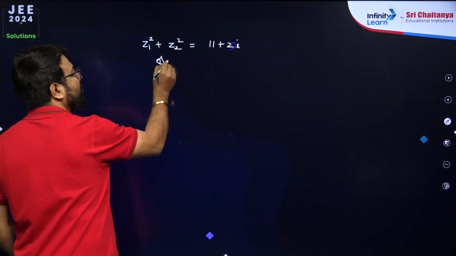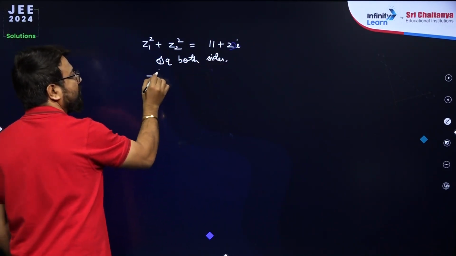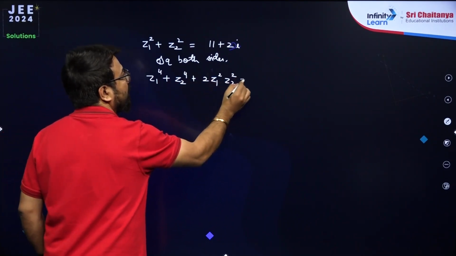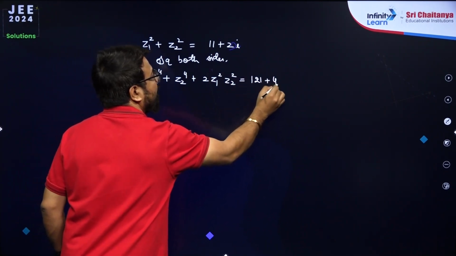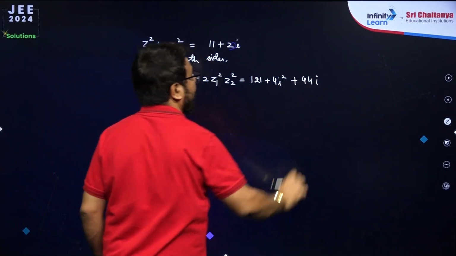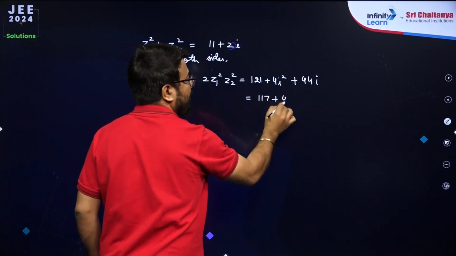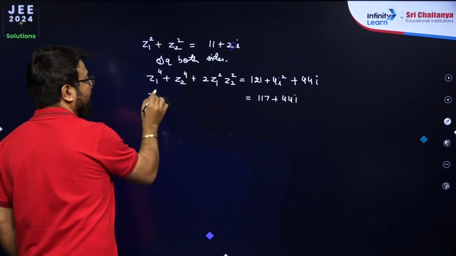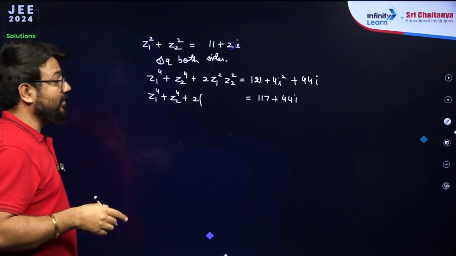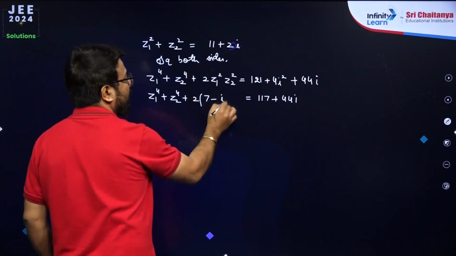So my dear students, if I try to square both the sides, then I will be able to get z1 raised to the power 4, z2 raised to the power 4, 2 z1 square z2 square, and here it is 121, then it is 4i square, and then plus 2ab, so it will become 44i. I hope you understood this. 121 minus 4, it will be 117 plus 44i. Here z1 raised to the power 4 plus z2 raised to the power 4 will be written as it is, and z1 z2 whole square should be written. So what was the product z1 z2? That was 7 minus i. I am writing here 7 minus i whole square.